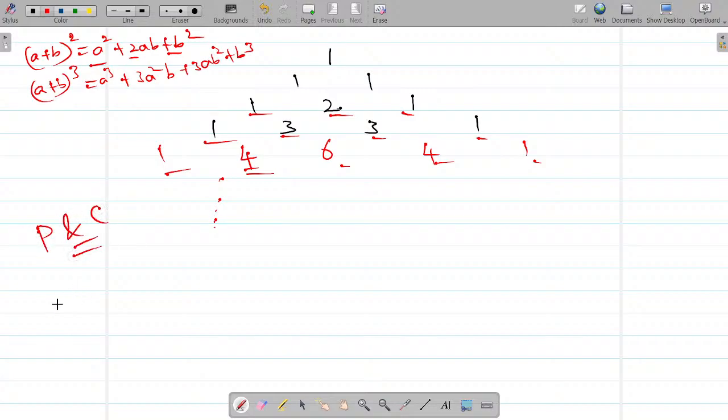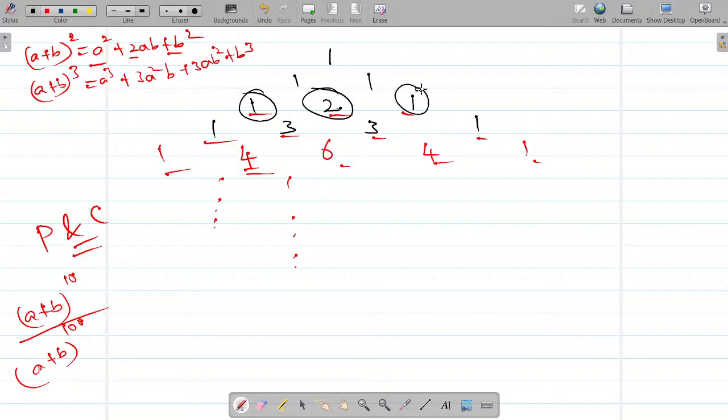If I ask you to do it for a plus b power 10, can you do it? You have to expand this one. If I ask you for a plus b power 100, how can I do it? That's why we have the combinations. Let's talk about combinations.